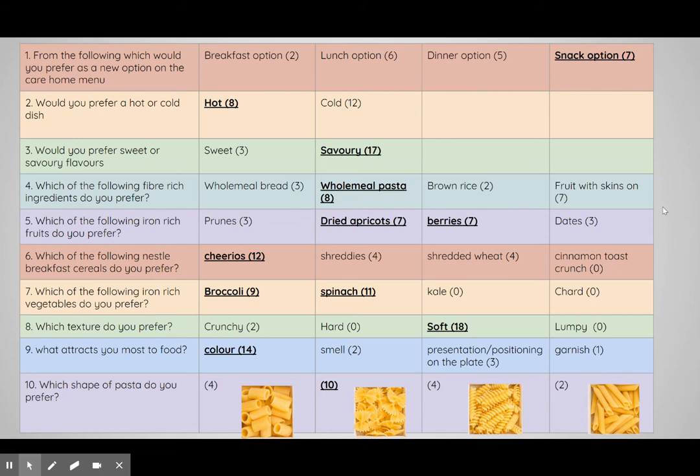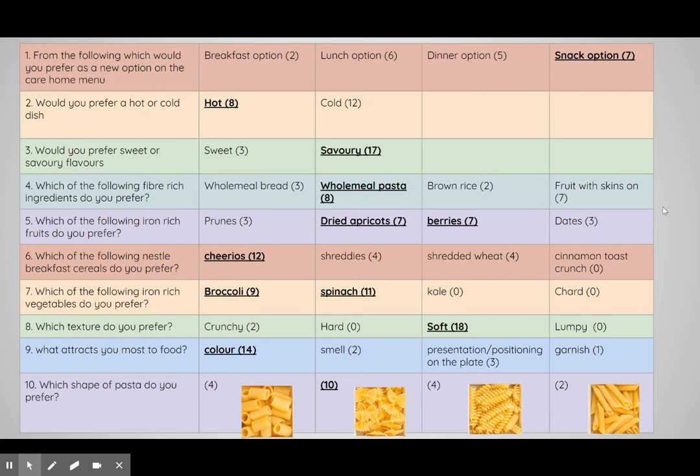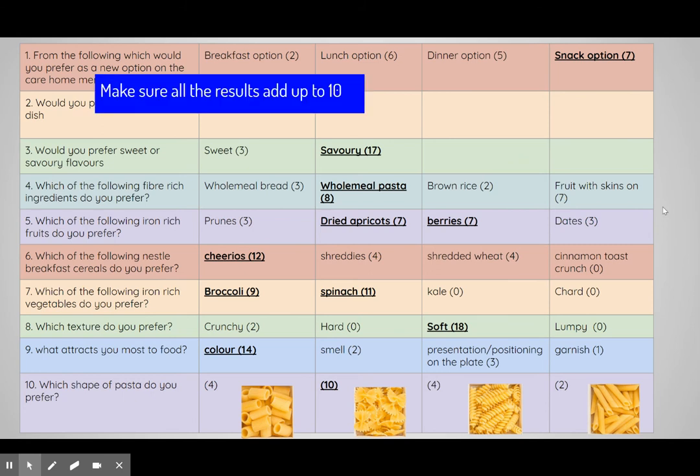How I've done it here is we have highlighted the most common answers. You will notice if anything scored a 0, like in which texture do you prefer, lumpy got 0, so we've had to put a 0 in the box. This is how it should be laid out, and I should be able to add these all up to make sure that I've asked 10 care home residents. I actually think that should say 20 care home residents. So they should all add up to 20. But you can do 10, and that's totally fine. Make sure all the results add up to 10, which they don't, they add up to 20, but that's okay.